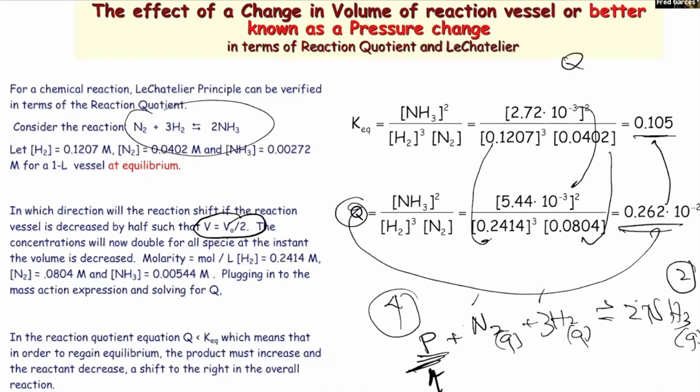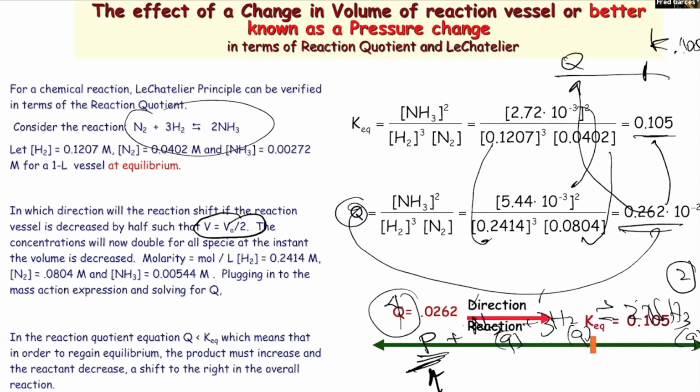We have a Q value that is 0.262. We have a K equilibrium value of 0.105. When we increase the pressure by making the volume smaller, the reaction has got to shift to the right. Both the teeter-totter idea and the math tell you the same story.